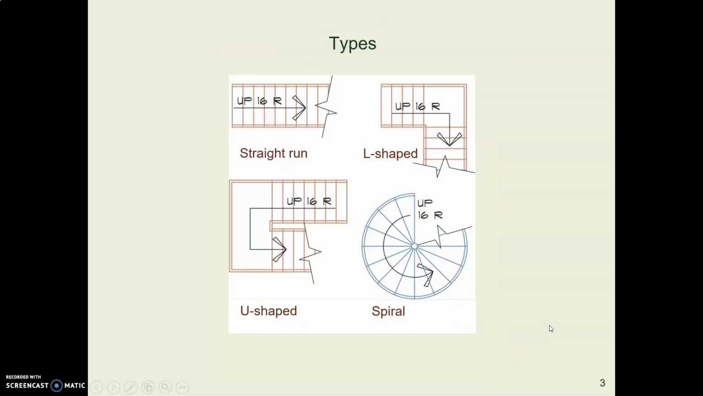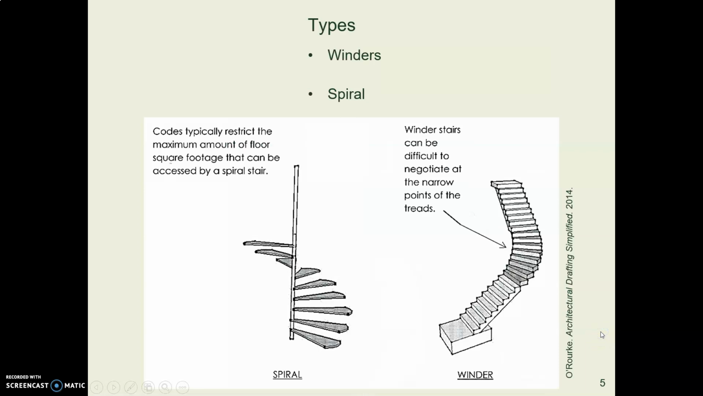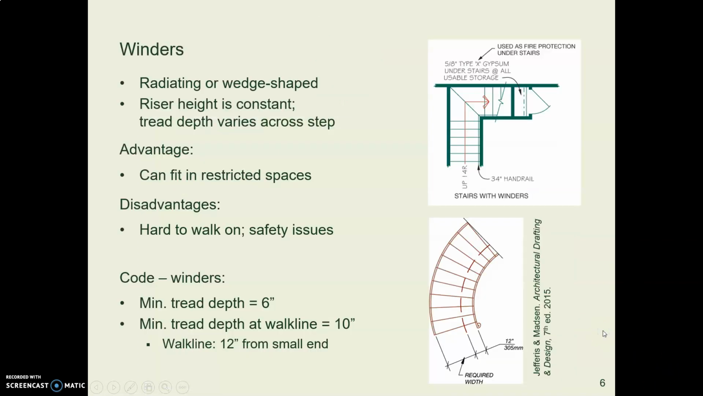So stairs come in various shapes. If you have some straight line stairs, you can have just a straight run going up. You can turn a corner with an L shape. You can change directions with a U shape. You can have curvy stairs, either a winder or a spiral. A winder is where you go around a corner, and it could be a square corner or a curvy corner here.